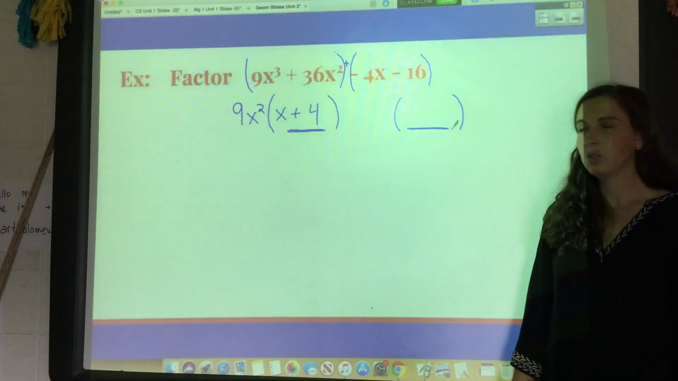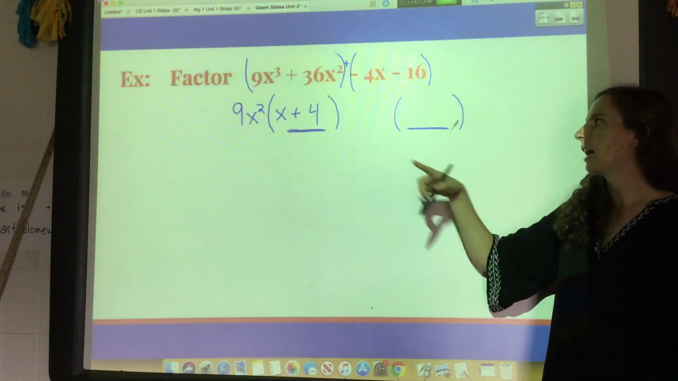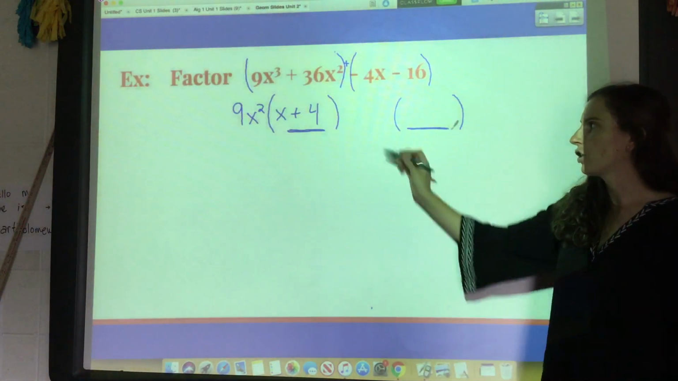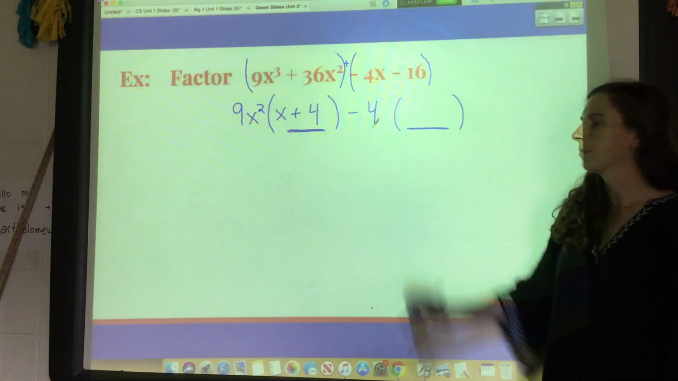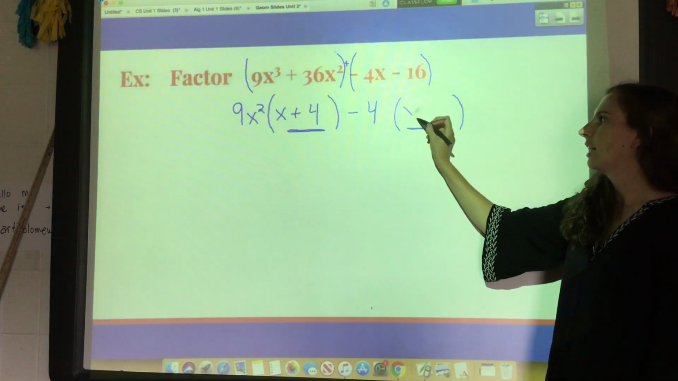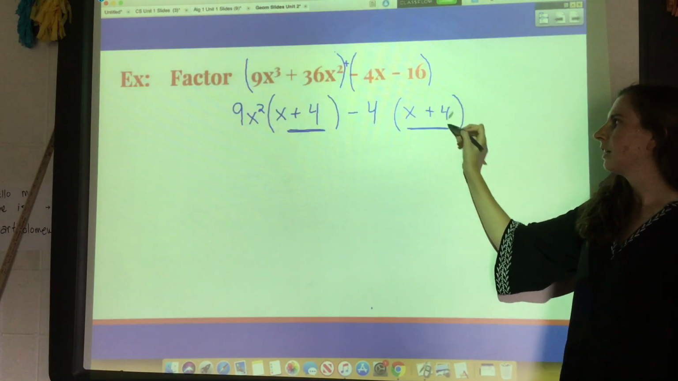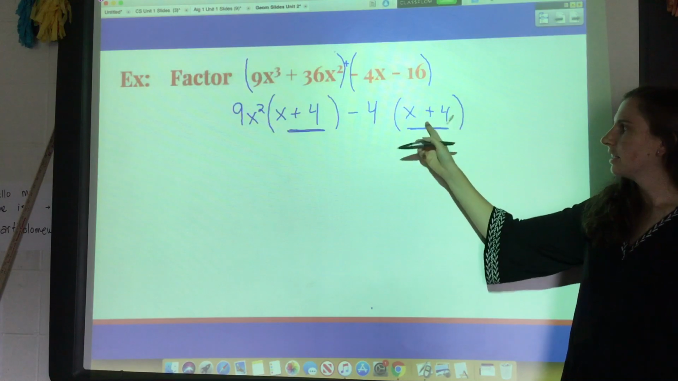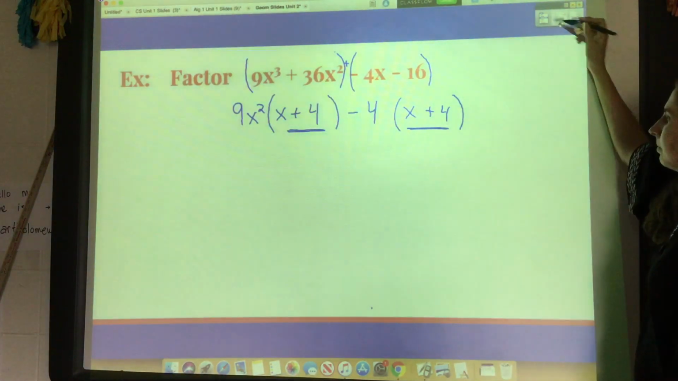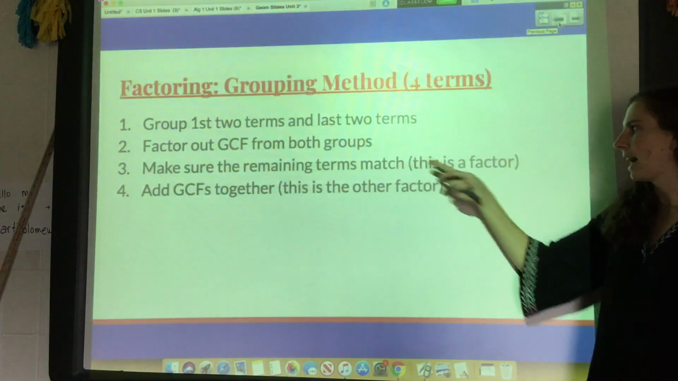And so in order to do that, just factoring out a 4 isn't going to be good enough, because then I'll have negatives left here. So what I'm going to try instead is a negative 4. If I divide this by negative 4, I'll get an x. And if I divide this by negative 4, I get 4. And so now this matches this, which is exactly what I wanted. So that was step 3, make sure the remaining terms match.